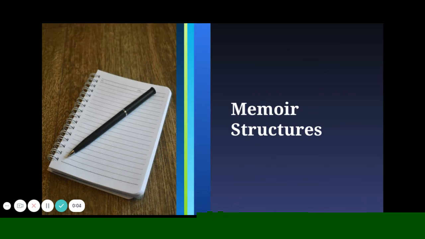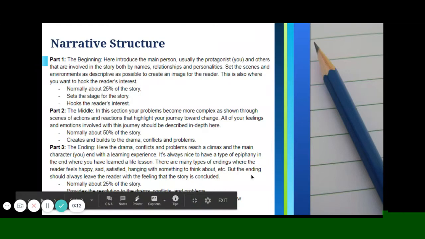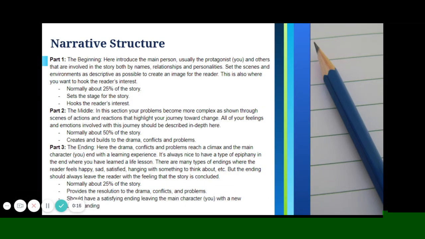This video is going to cover two structures that can be used when writing a memoir. The first structure is a narrative structure. This structure is broken down into three parts, part 1, 2, and 3. Part 1 is the beginning, part 2 is the middle, and part 3 is the end.